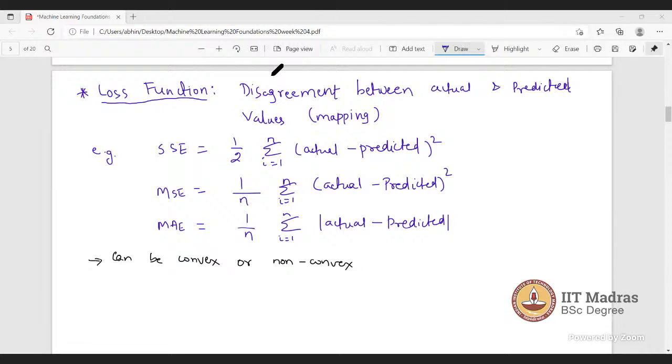Just a confirmation, was there a half in the sum of squared errors generally? Yeah, there is a half. Okay.